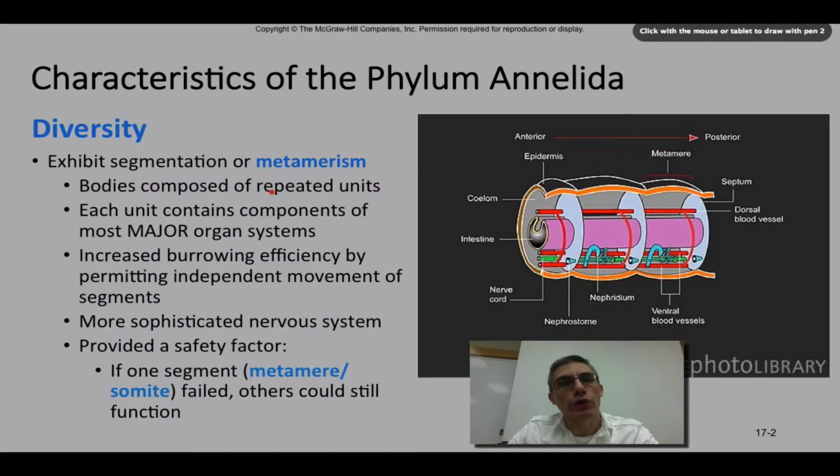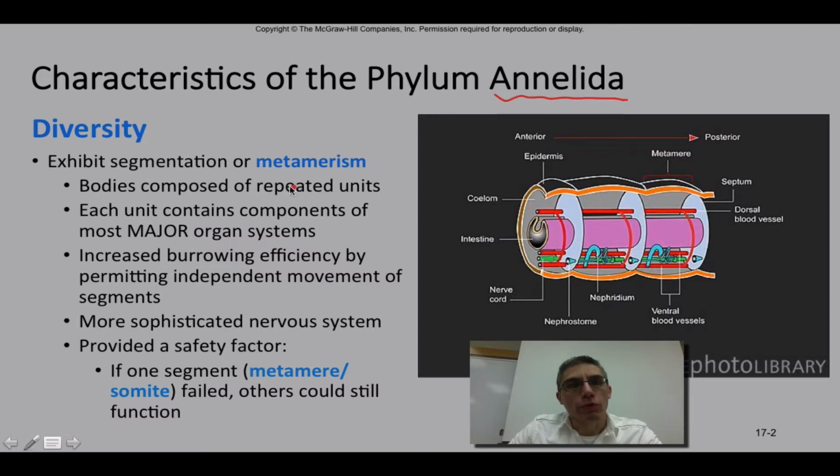As I had said, we're going to be looking at a special group of animals called the annelids, the phylum Annelida. Now, before we actually get started talking about this particular group of animals, we need to look at a very special type of body arrangement called metamerism. It's also most commonly known as segmentation.